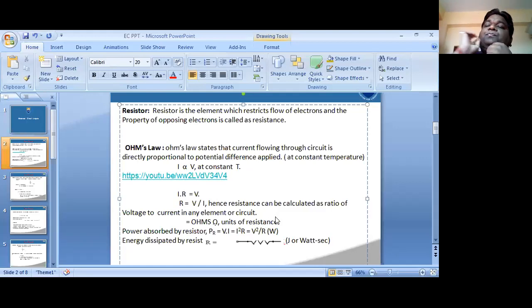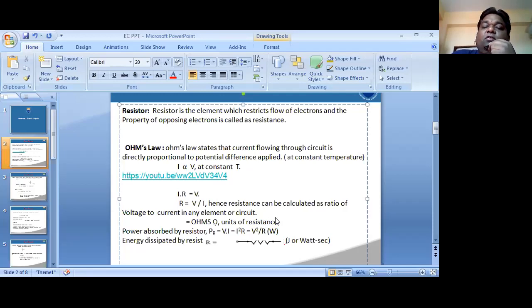Hi friends, let us continue from our last session where we dealt with the resistor. There I left a small point, let me conclude. We said that as the number of collisions in a material increases, the resistance of that material also increases. So depending on these collisions, we can classify the materials.